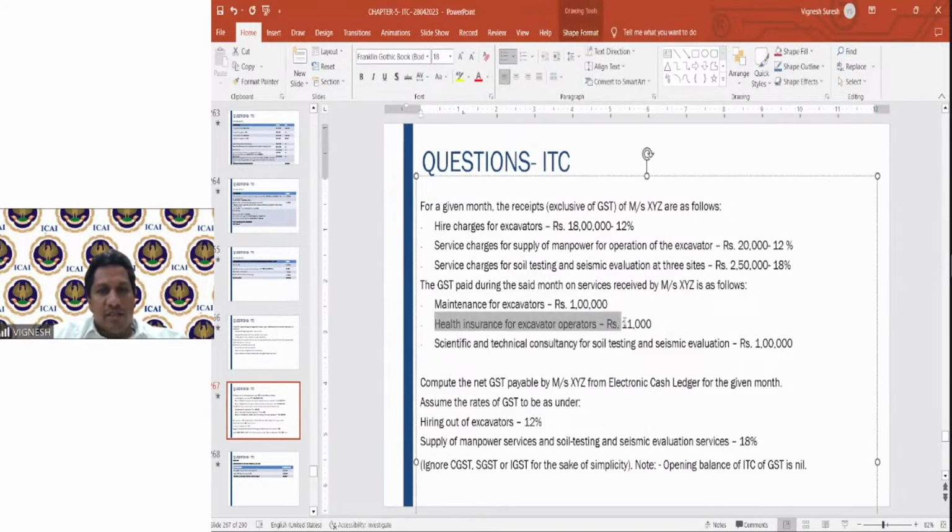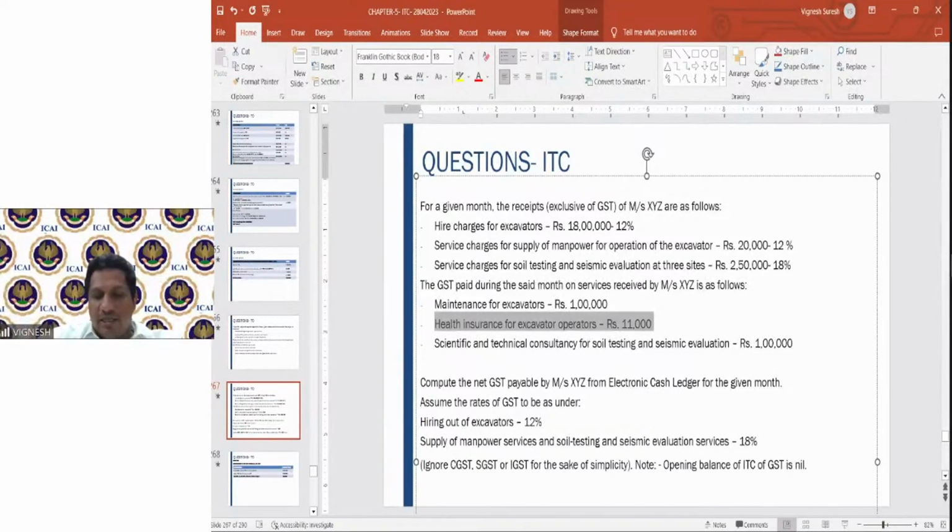Health insurance for excavator operators. Now here health insurance, it is not mentioning whether it is obligatory or not. So let us assume it, usually it is not obligatory only. So therefore, assuming that it is not obligatory for the employer to provide that health insurance, mention that assumption in the problem, say that it is disallowed.